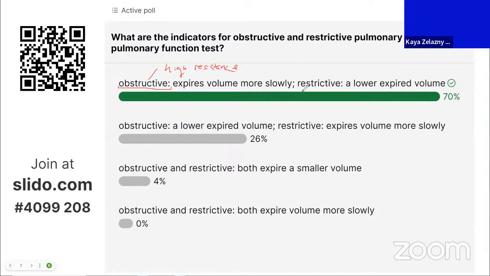For our restrictive diseases, the lung can't fully expand because we have low compliance, right? And the result of that lung not being able to fully expand is that our total volume that we breathe out, that FVC, is going to be lower, because we just couldn't make that lung as big as we wanted to. So these are the indicators we'd be looking at and comparing to figure out why someone's having trouble breathing, like what the problem is.